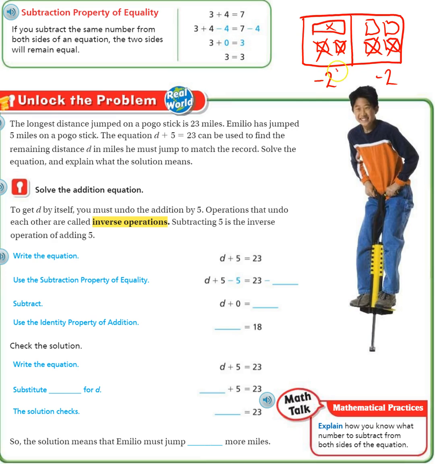It says if you take 2 away from one side of the equal sign, you must take 2 away from the other side of the equal sign, and then the equation will remain equal to each other if you do the same thing to both sides. Okay.